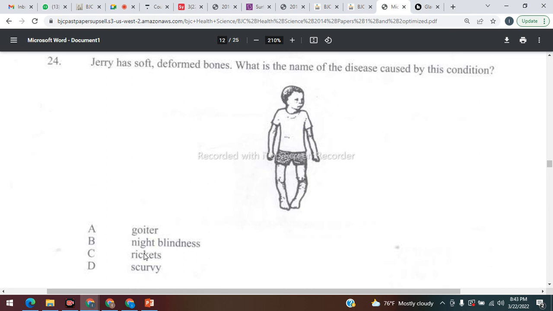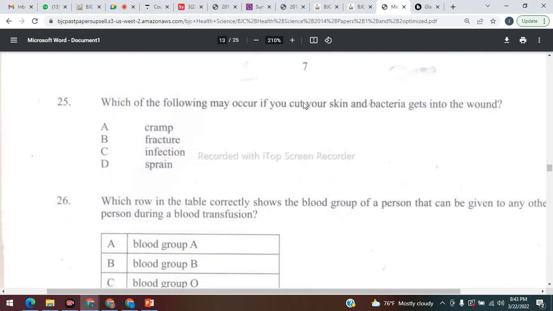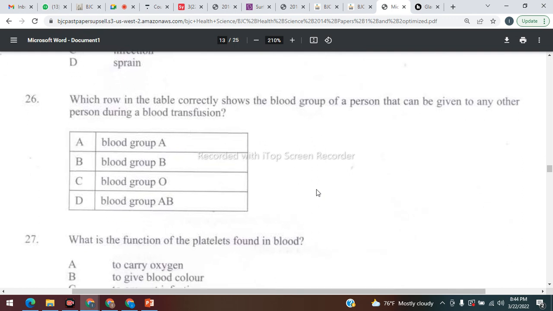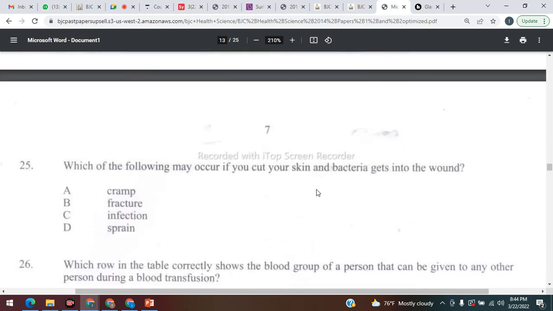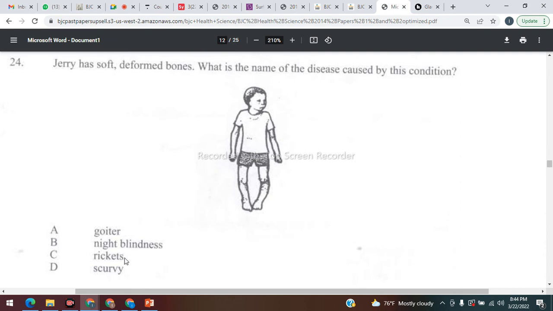Number 25. Which of the following may occur if you cut your skin and bacteria gets into the wound? Infection. Infection, yes. 25, C. Infection. The answer for 26 is C. How are you getting 26 already? We are on 25. Wait, my bad. 24 was rickets. C.